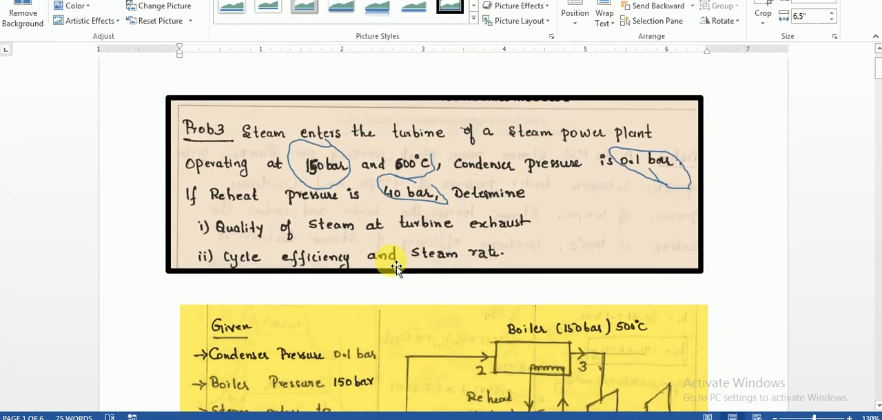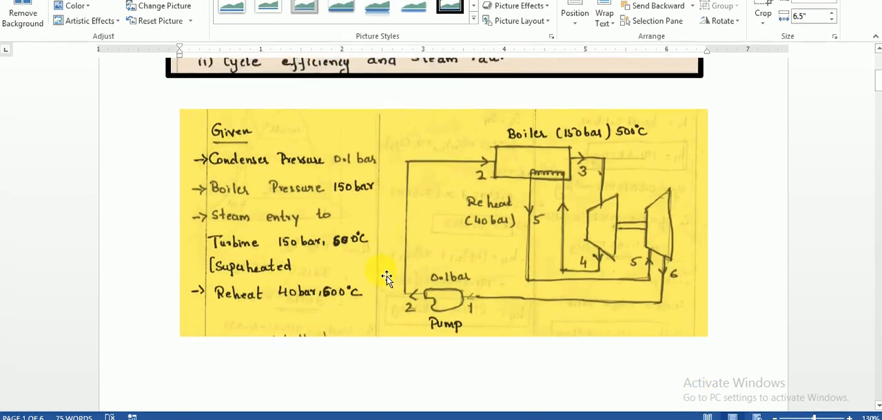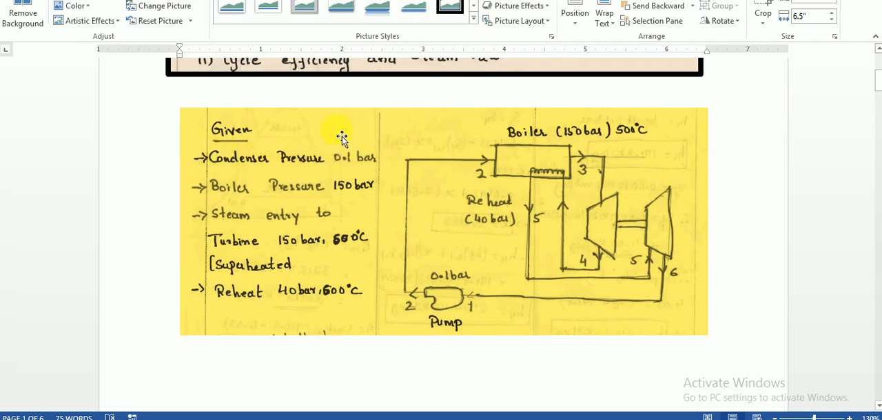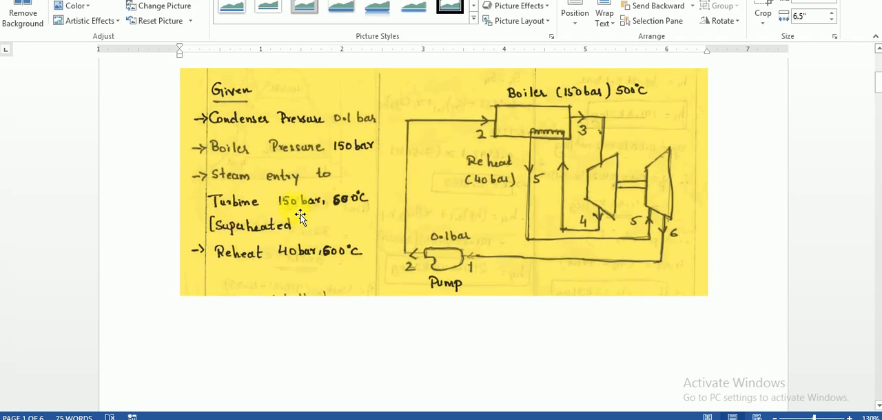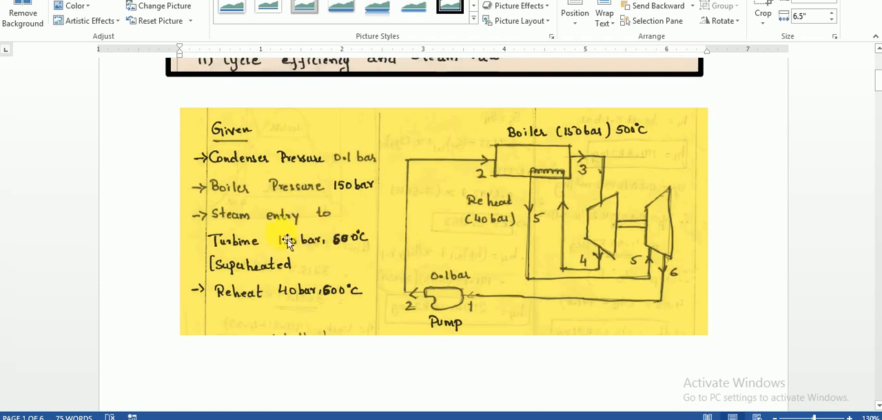So we will move on to the problem. So we will analyze the problem. The condenser pressure is 0.1 bar. Boiler pressure is 150 bar. The steam entry point is 150 bar and 600 degrees Celsius. Obviously we can come to know whether it is superheated or not. This is 600 degrees Celsius. Be careful here. So 150 bar is superheated.